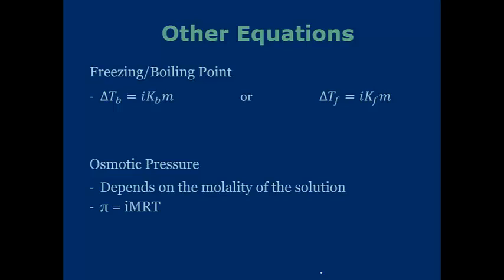Osmotic pressure depends on the concentration of the solution as well, and it's given by pi equals iMRT, whereas pi is the osmotic pressure, i being the Van't Hoff factor again, M being the molarity of the solution, and R being the ideal gas constant. Lastly, T is the temperature. Osmotic pressure is the pressure generated by the flow of water. So if something has a high osmotic pressure, it's going to have a very, very intense sucking pressure generated by solutions in which water is drawn into it.